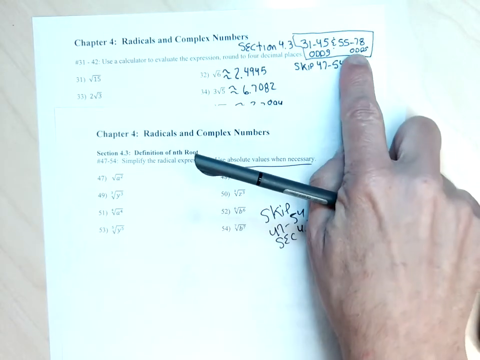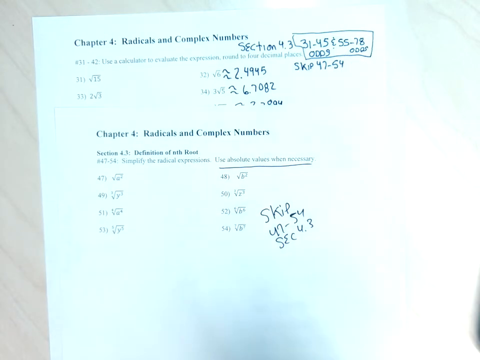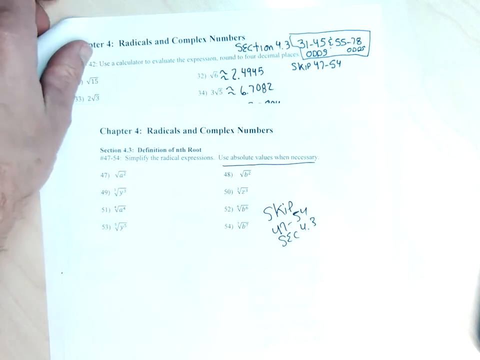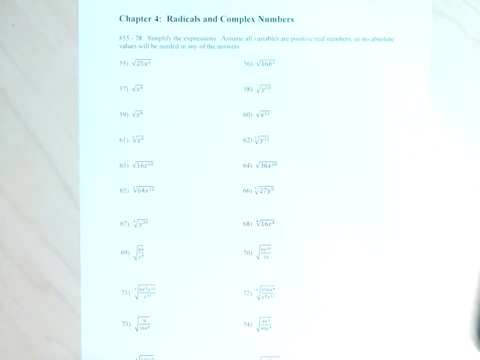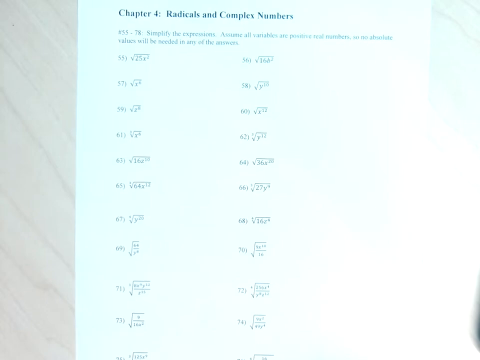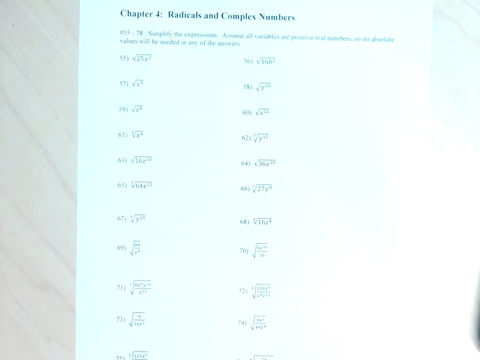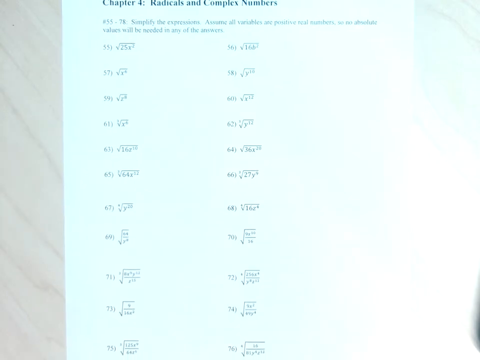Left for this part of the video is 55 through 78, and I might run out of time because these videos hiccup at about 25 minutes. So I'm going to crunch down my theory and just get into how to do these. When we're dealing with letters, it's super easy to do the radicals. The next group of problems are 55 through 78.